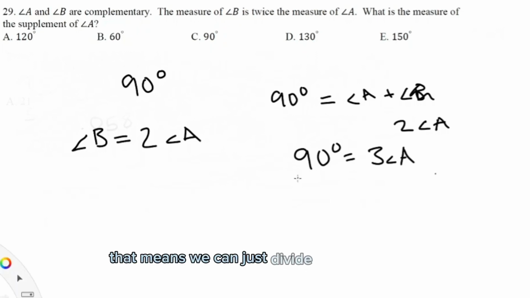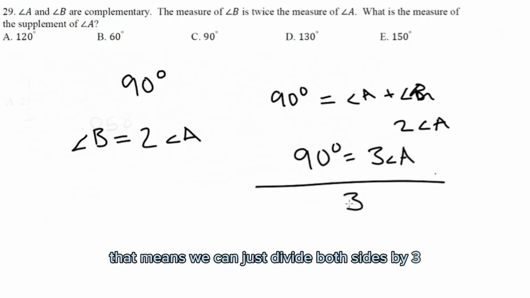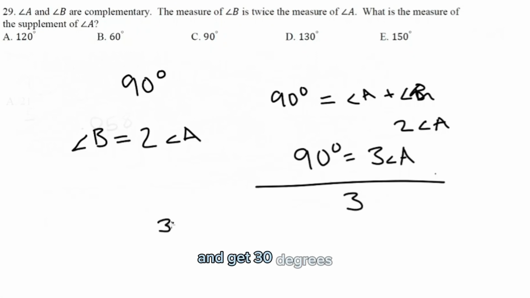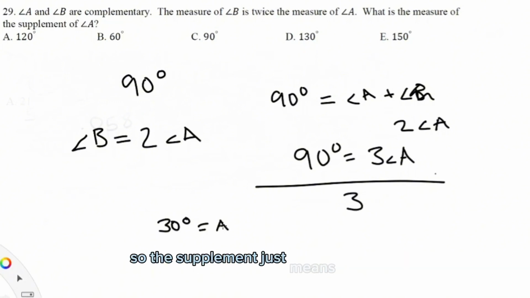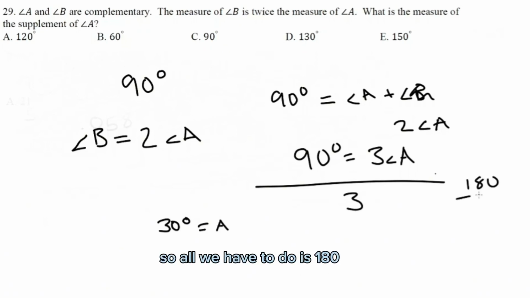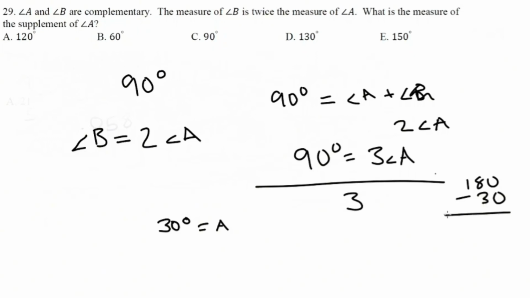That means we can just divide both sides by 3 and get 30 degrees. So that is the measure of angle A. Now we need to know what the supplement of angle A is. So the supplement just means that they add up to 180 degrees. So all we have to do is 180 minus 30. That gets you 150, and that's your answer.